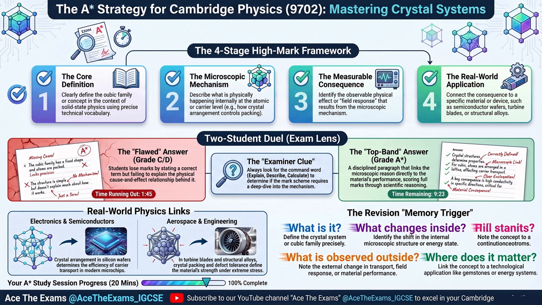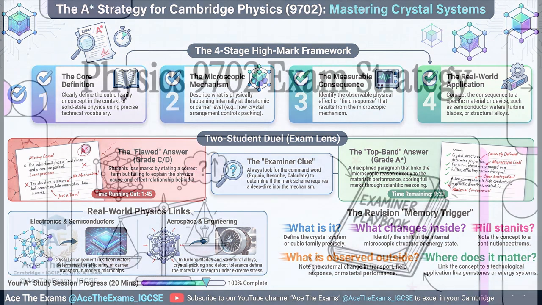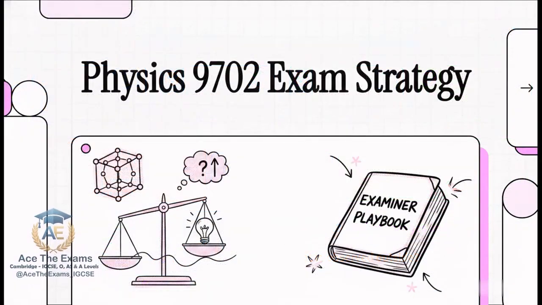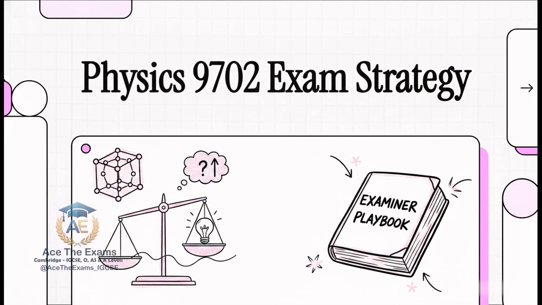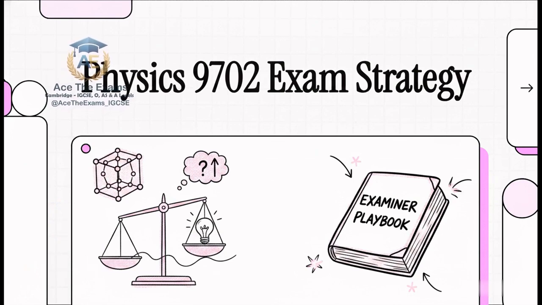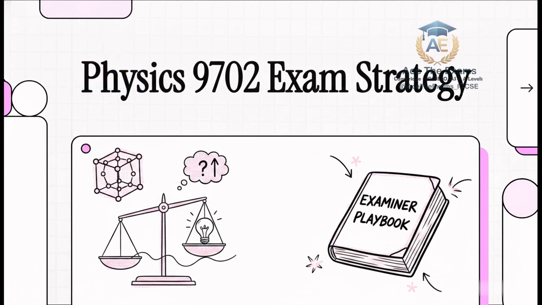If you're sitting the Cambridge International AS and A-Level Physics 9702 exam, your grade literally hangs on a razor-thin thread. We're talking about the tiny difference between a decent guess and a mark scheme perfect answer. Today in this explainer, we're tearing down exactly how to secure those top marks, and we're using the crystal structure chapter as our ultimate testing ground. No fluff. We are pulling directly from the examiner playbooks to show you exactly where points slip away.